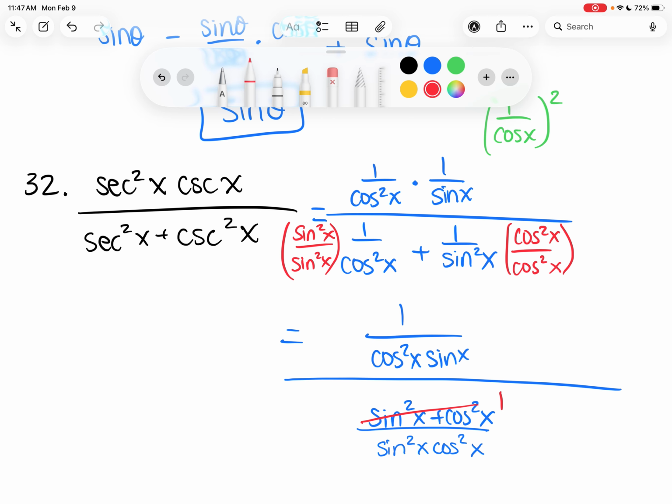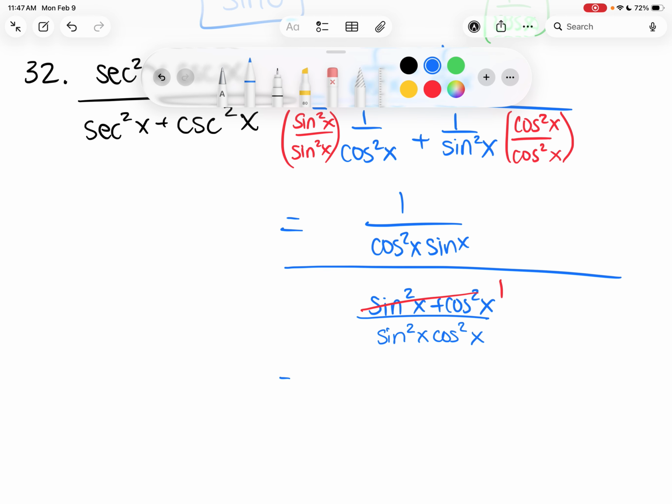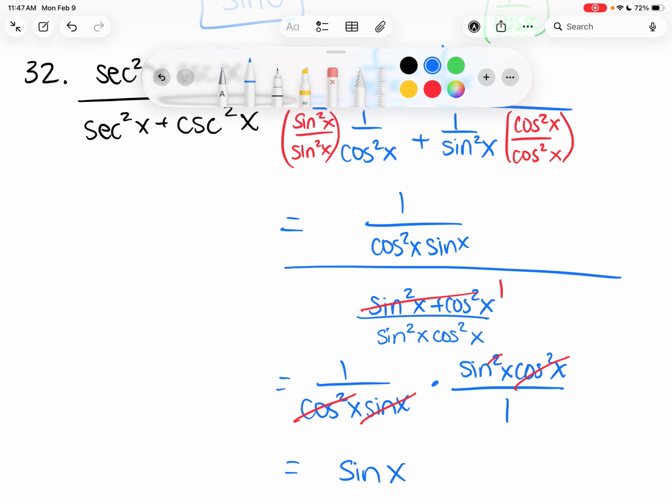So now what do I do? Keep, change, flip. So I have 1 over cosine squared of x sine of x times sine squared of x cosine squared of x over 1. We're multiplying so I can cancel. Cosine squared and cosine squared cancel. And then the sine and the sine squared: the sine on the bottom goes away, and the sine squared, I just get rid of the square. So that means my final answer is the sine of x.